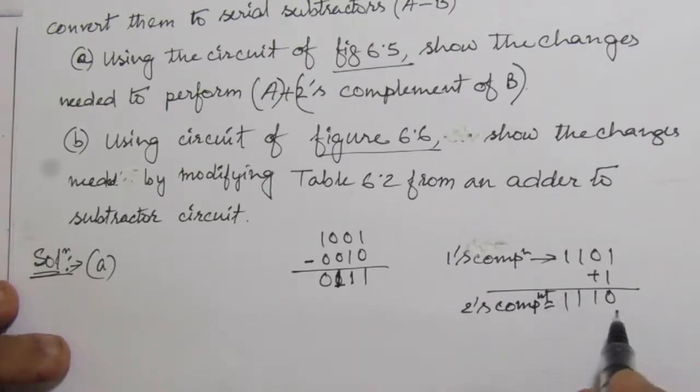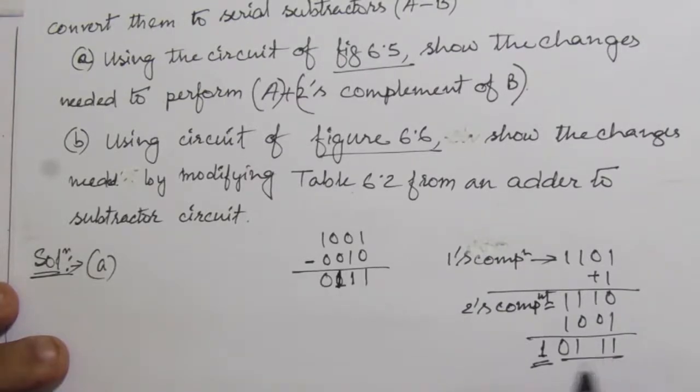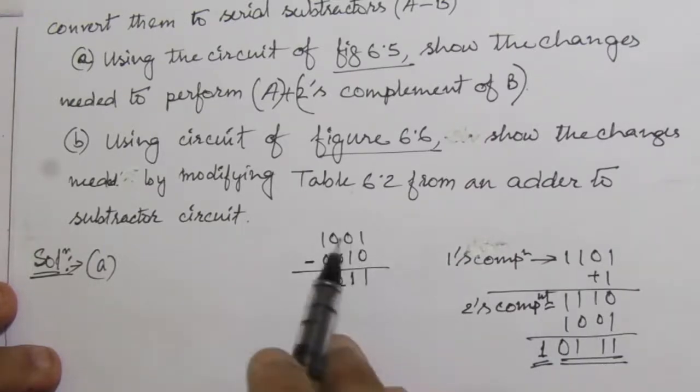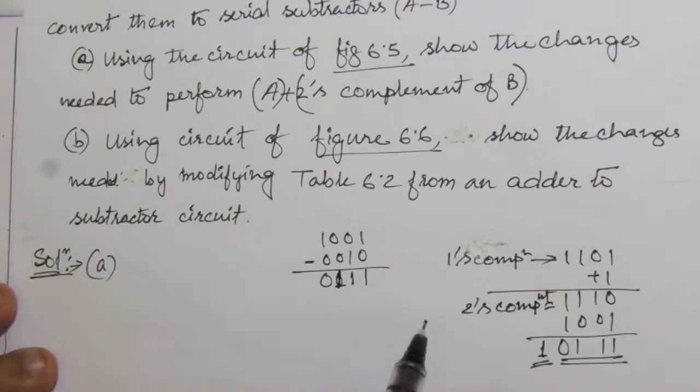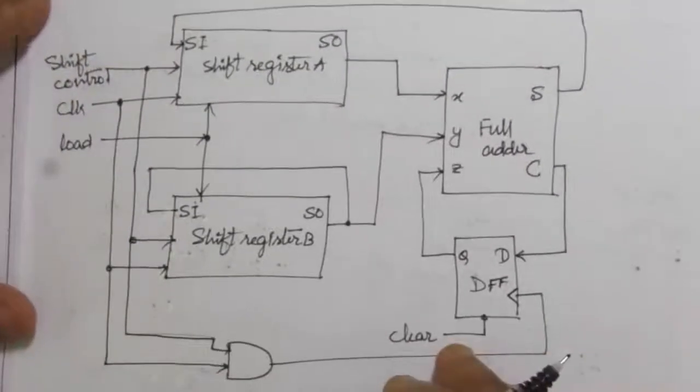Now if we add this 2's complement to the minuend, we will get 1001 plus 1110, which gives 10111. This leading 1 will be discarded, so the answer is 0111. So if we add the 2's complement of the subtrahend to the minuend, we will get the subtraction of the two numbers. So this is the figure 6.5 from the chapter.